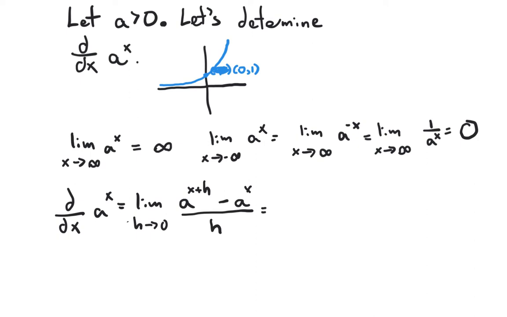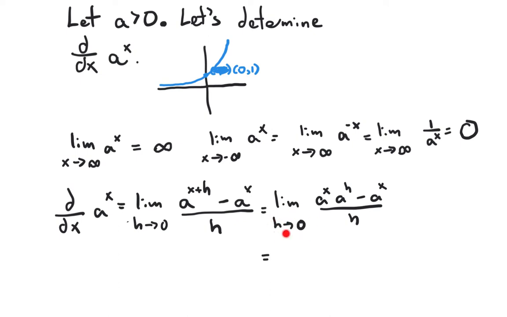Now let's do a little simplification here. So a to the x plus h is the same thing as a to the x times a to the h using our exponent rules. So we'll write that down. The limit as h approaches 0 of a to the x times a to the h minus a to the x over h. And you can see that we have a common factor of a to the x in both terms in our numerator.